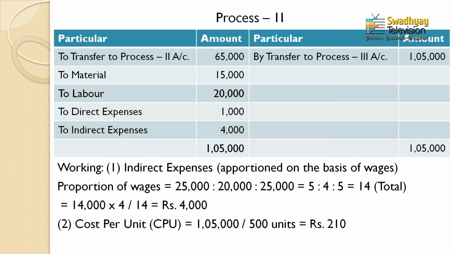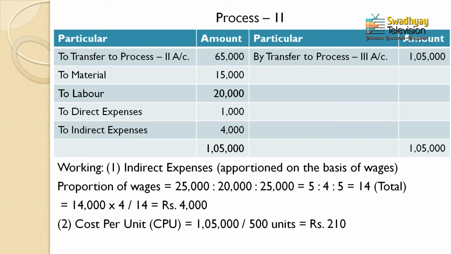Now, we have indirect expenses also. We already have the total amount of indirect expenses given in the question, which we need to apportion. As we already calculated in the process 1 account, we find the proportion of the wages, and according to that proportion, we need to identify the indirect expenses for process 2.